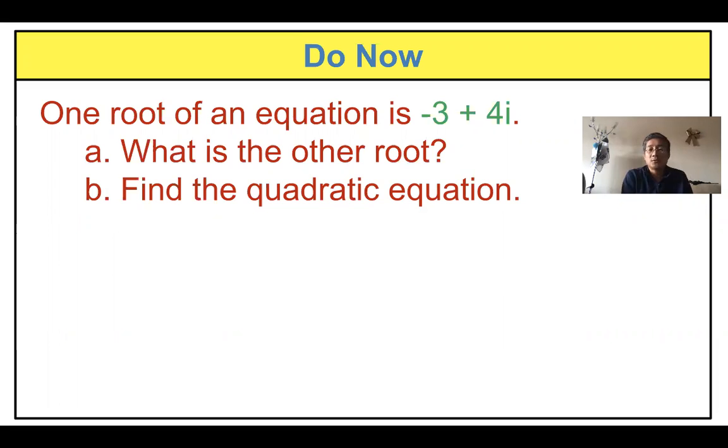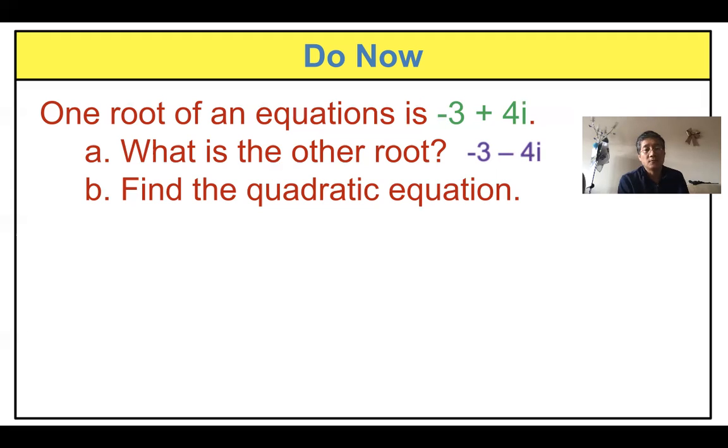So what is the other root? Yes, it's -3 minus 4i, right? We say it's a conjugate. So a plus bi goes with a minus bi. They come in pairs, right? If you remember the quadratic formula, it has a plus or minus in the middle. That will help you.